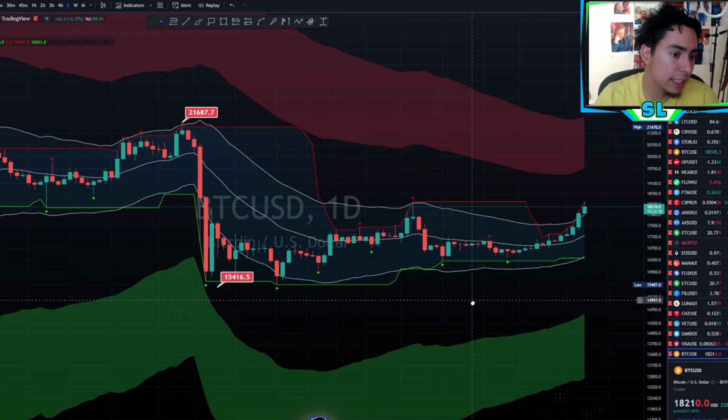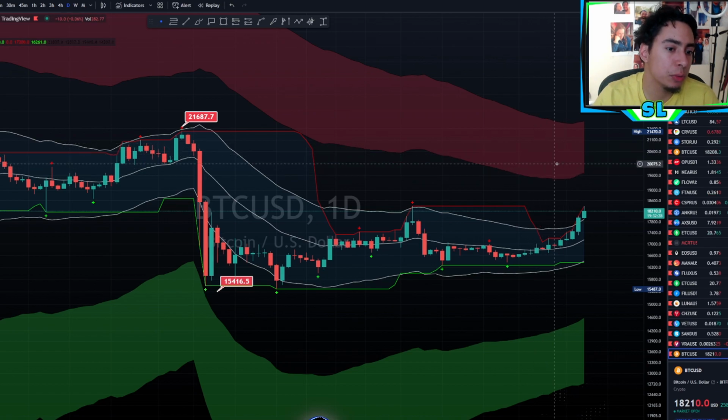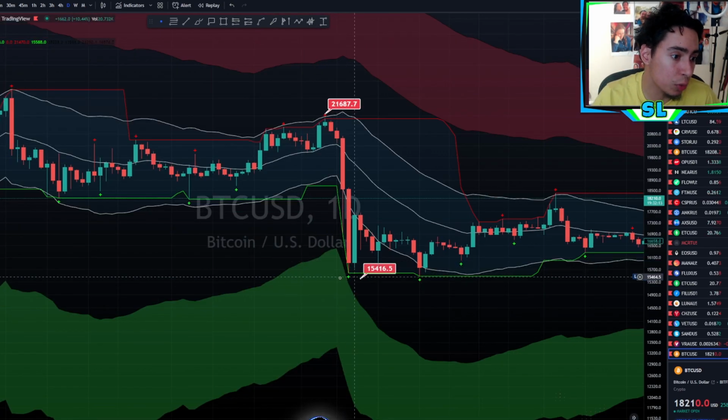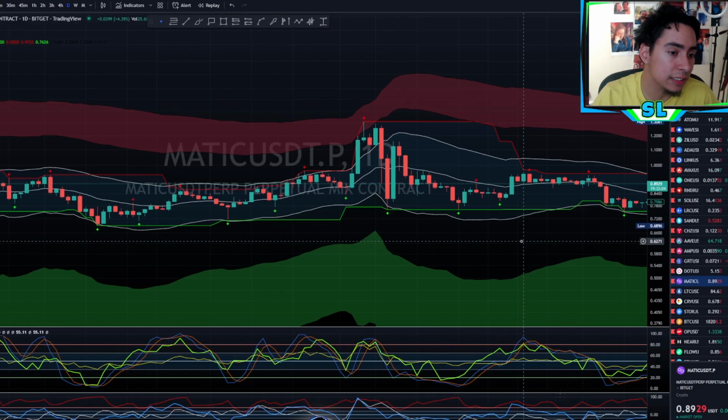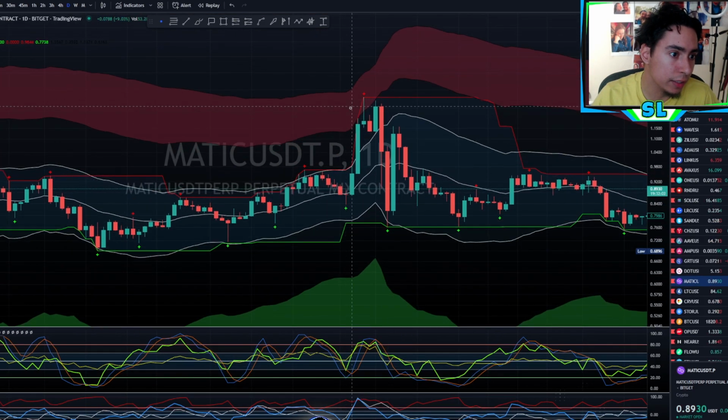So the clouds are basically an area where if we enter into it, you definitely don't want to do the opposite of the color. So right here, you wouldn't want to short because we're so close to the green cloud. Why would you want to short right there when you could long and buy? And similar to the Matic one, why would you be longing here when we're all the way in the red cloud?